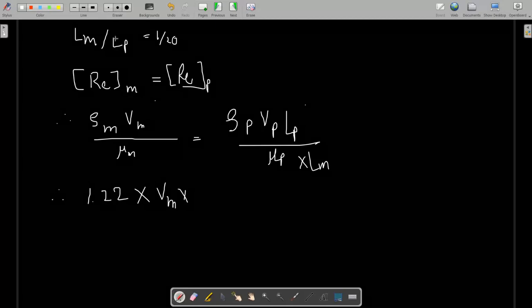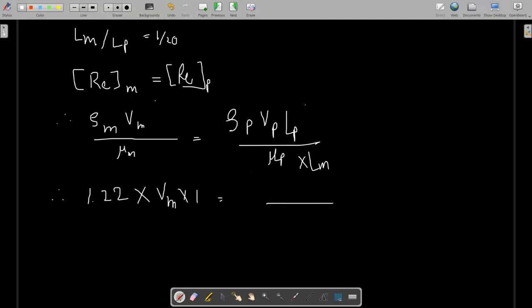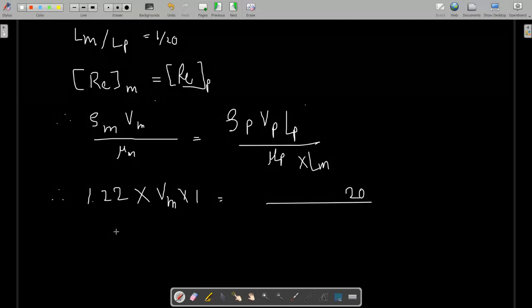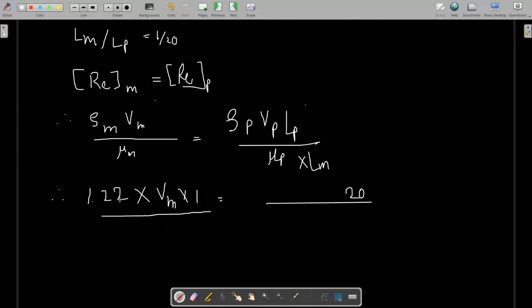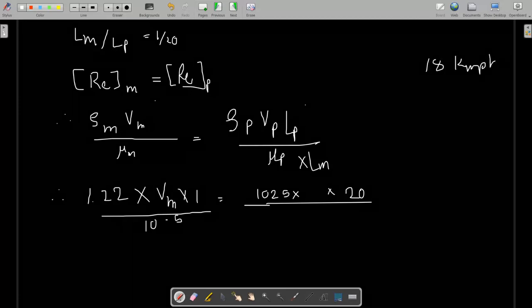So lm by lp ratio is 1 by 20, so lp by lm ratio will be 20, okay. And viscosity is given as 10 raised to minus 5 kg per meter per second. Density of seawater is given as 1025. Velocity of prototype is given as 18 kilometer per hour, okay. But we are using SI units here, so take it in meter per second.